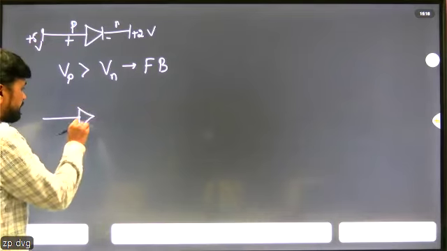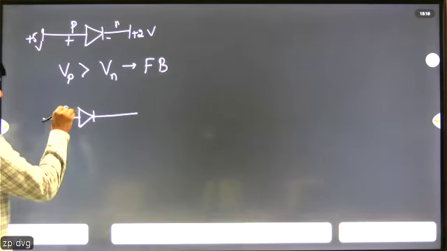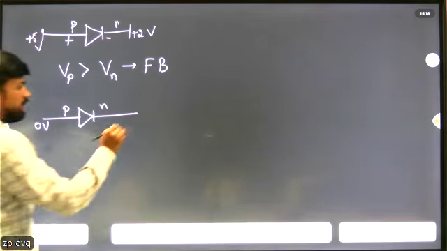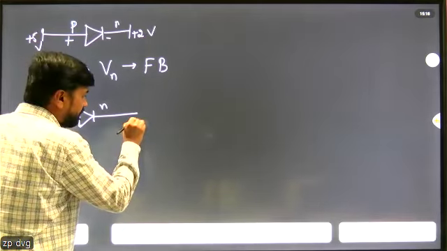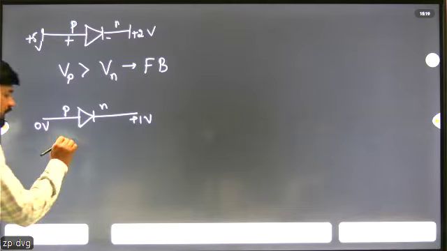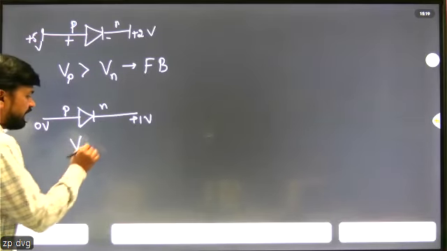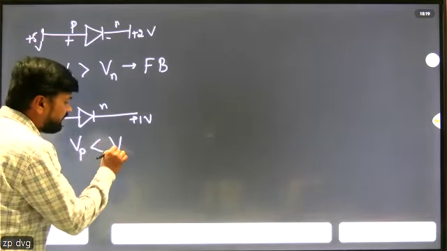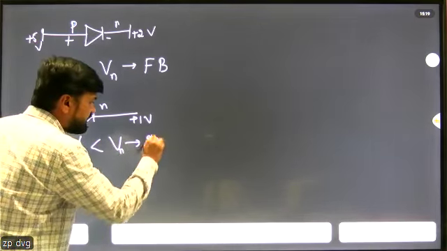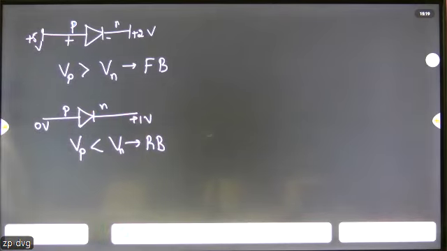Suppose I give one more example. So this is the P side, N side. Here I am going to give 0 volt, and here plus 1 volt. On the N side I give plus 1 volt, on the P side I give 0 volt. And if the potential given at the P side is less than potential given at the N side, such a type of bias we can consider. Which bias will it be? Reverse bias.